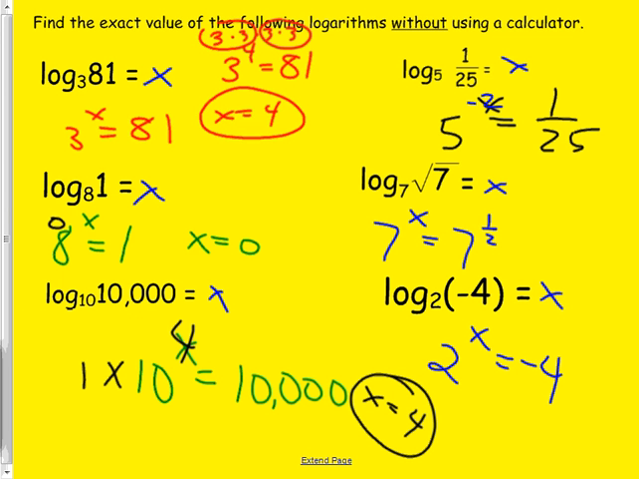2 to what power makes the answer come out negative? Nothing, and therefore no solution. How many of you knew that? There was no solution. Okay, I bet some of you just thought I can't figure it out. The reason you can't figure it out is because it doesn't exist. Yes?